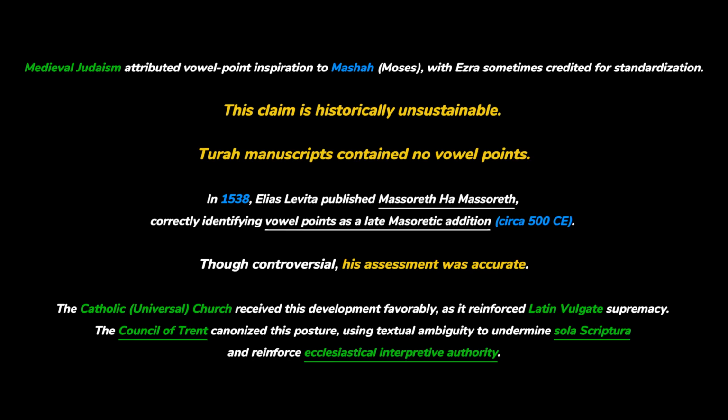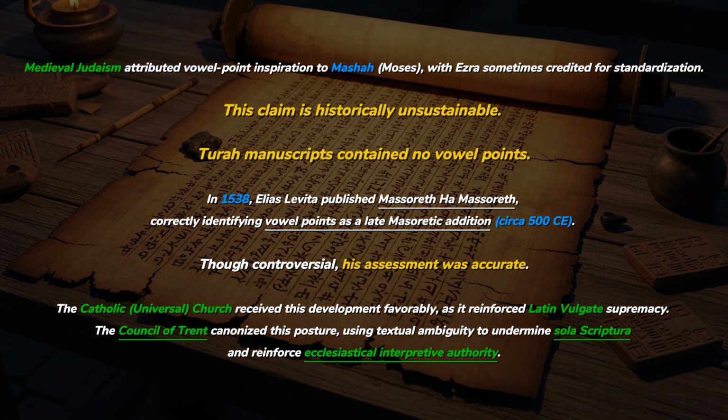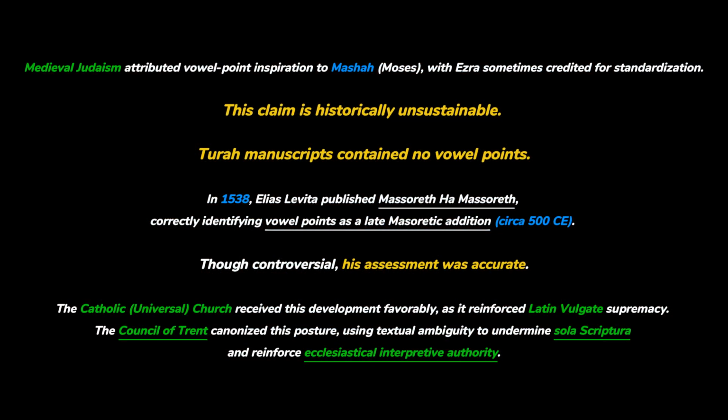Masoretic claims and historical challenge. Medieval Judaism attributed vowel point inspiration to Masha, or Moses, with Ezra sometimes credited for standardization. This claim is historically unsustainable. Torah manuscripts contain no vowel points. In 1538, Elias Levita published Masoreth HaMasoreth, correctly identifying vowel points as a late Masoretic edition, circa 500 CE. Though controversial, his assessment was accurate.